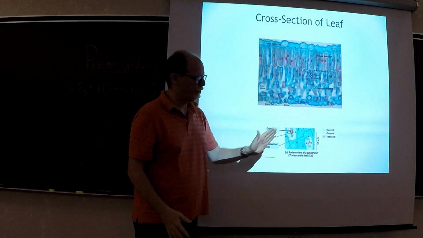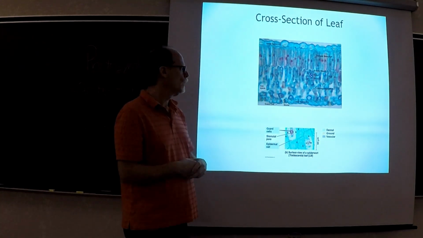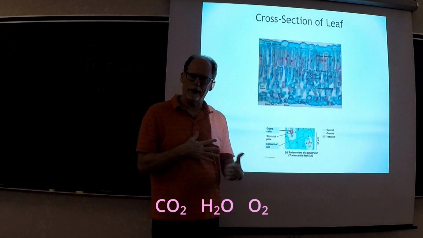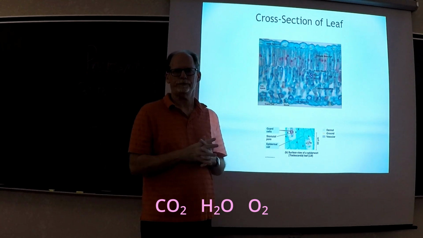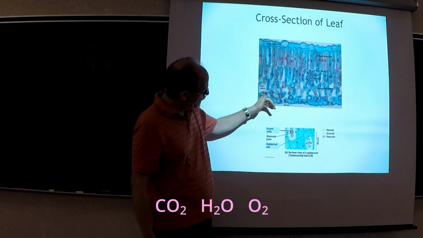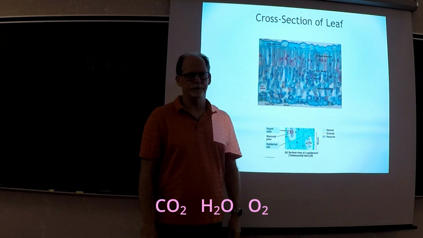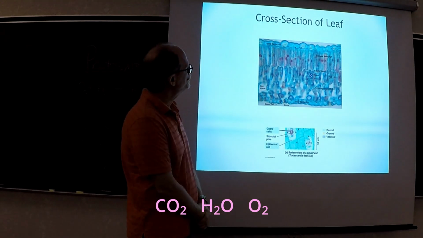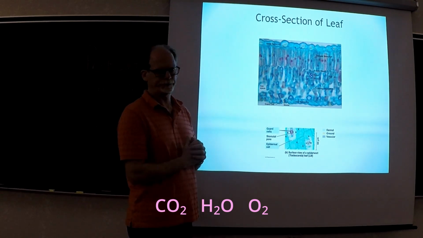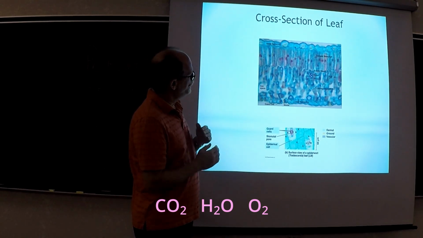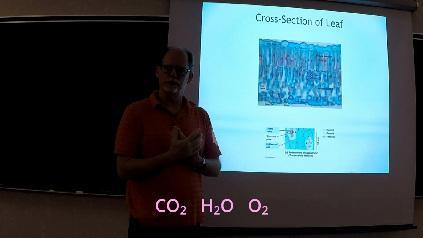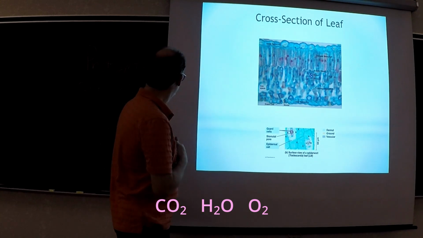So you have to allow CO2 to get in, but plants make oxygen, so the oxygen has to get out of the plant through the stoma as well. The other problem they have is water, which most of the time is leaving the plant through the stoma. So those are the three gases that come and go. CO2 goes in, oxygen and water mainly go out.